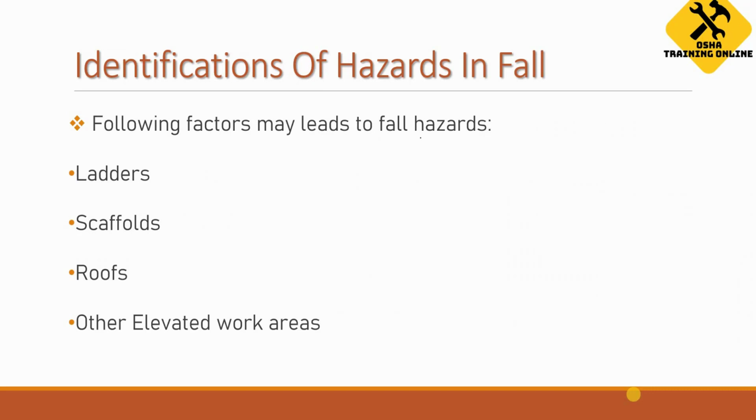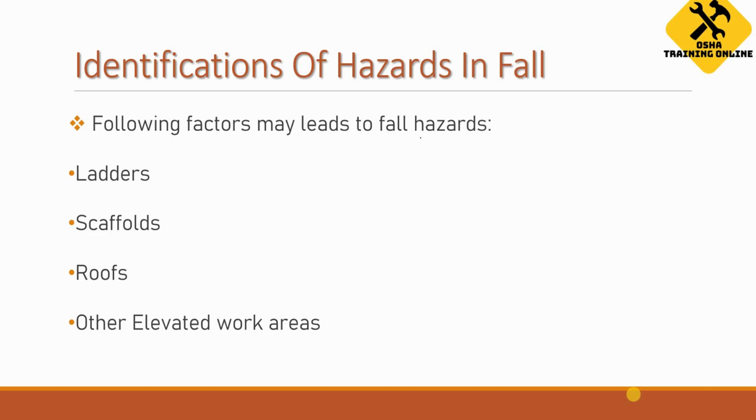Now we have to understand in what kind of situations fall hazards may occur, or there may be the risk of fall. So falling factors may lead to fall hazard. Ladders, scaffolds, roofs, other elevated work areas. These are the 4 factors which basically lead to fall hazards or falling risk. Due to these 4 things, a fall hazard may occur, or a worker may fall from height.